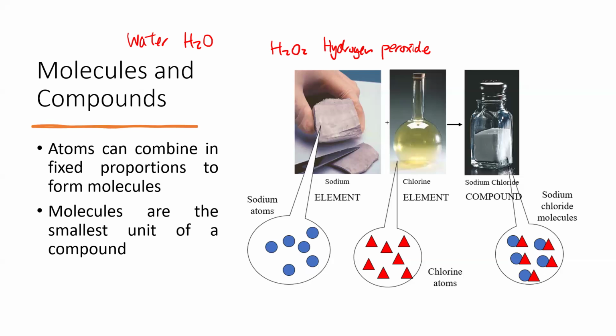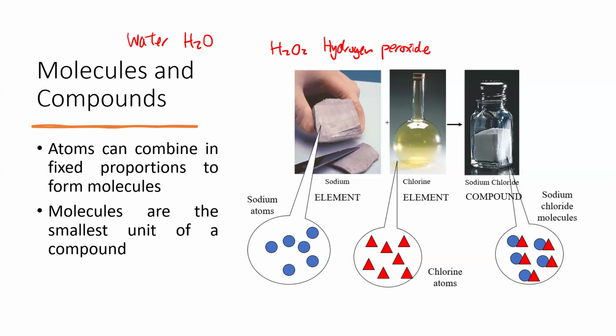The chlorine is made up of chlorine atoms. Now, if you combine these two chemically, if you allow the sodium to react with the chlorine, okay, there's going to be a violent explosion, violent reaction. But in the end, you're going to get sodium chloride. Sodium chloride is just table salt.